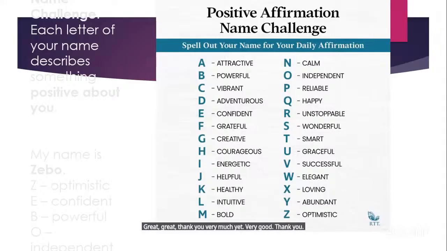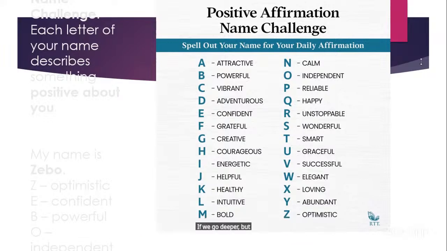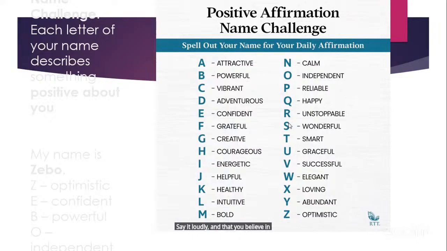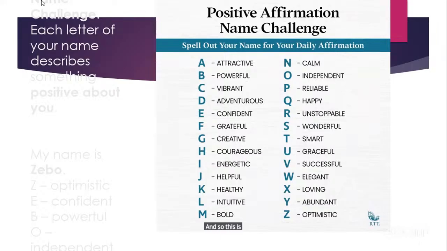Thank you. So this is a positive affirmation with names. When we go deeper, we say, okay, I am optimistic because, and then they have to give a reason: how do you believe in that, how you are optimistic. At the beginning stage we do this. I will try to say to them, look, say it loudly and believe in that, you're really calm, you're really optimistic or successful. Even if you are not, say it loudly and this will happen. So this is a positive affirmation.